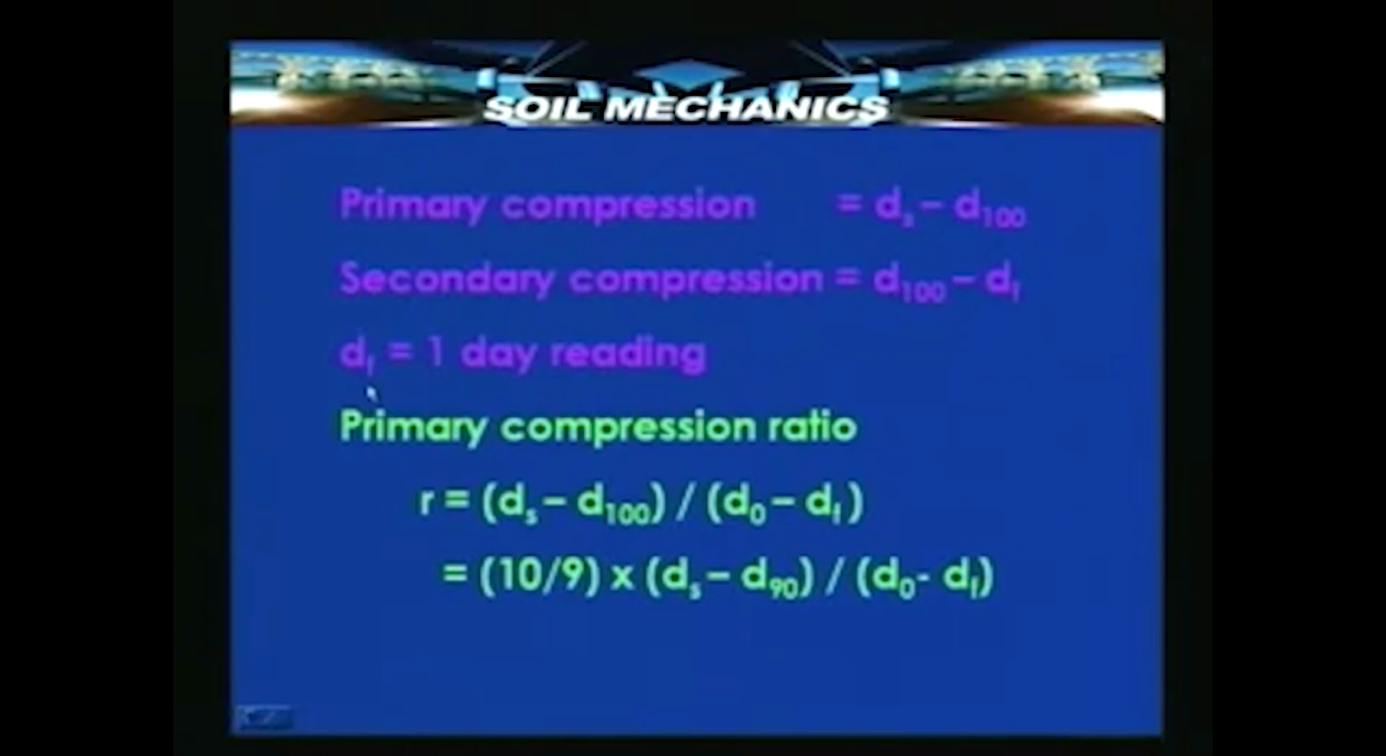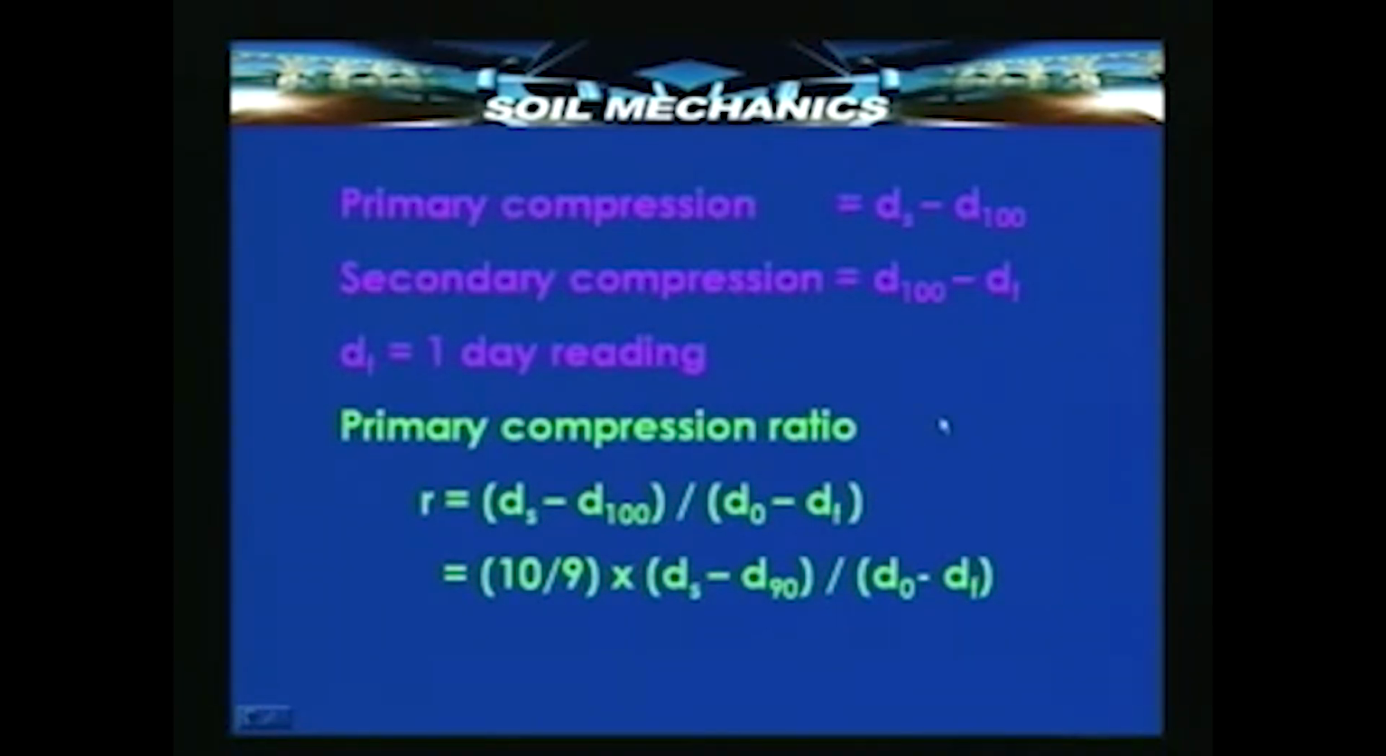and whatever marginal changes might have occurred during that period would lead to df. So, based on this, if we simply take the ratio of ds minus d100 to d0 minus df, where d0 is the point of application of the load and df is the point of transfer of the load completely to the solid grains, including the portion corresponding to plastic adjustment, this is known as the primary compression ratio.